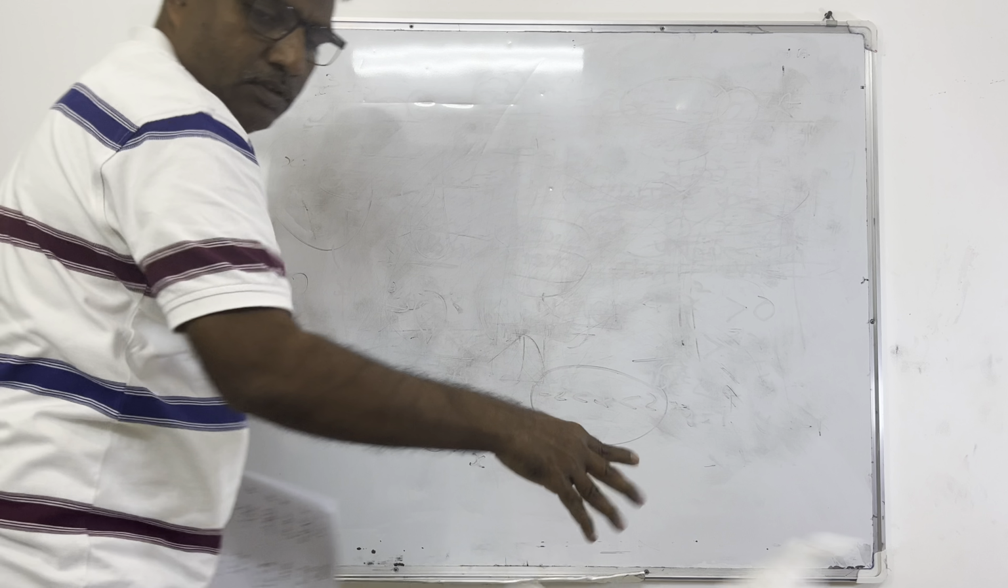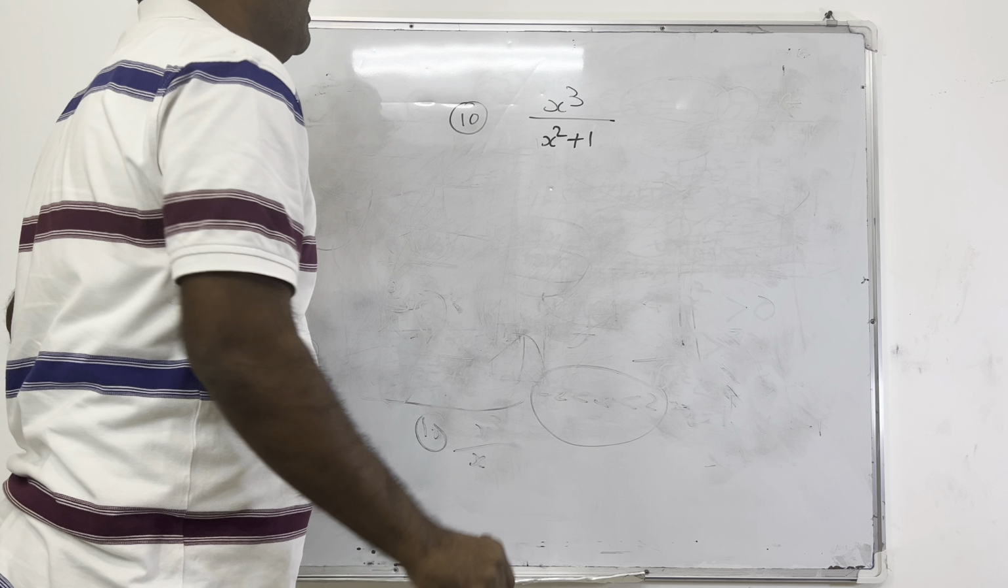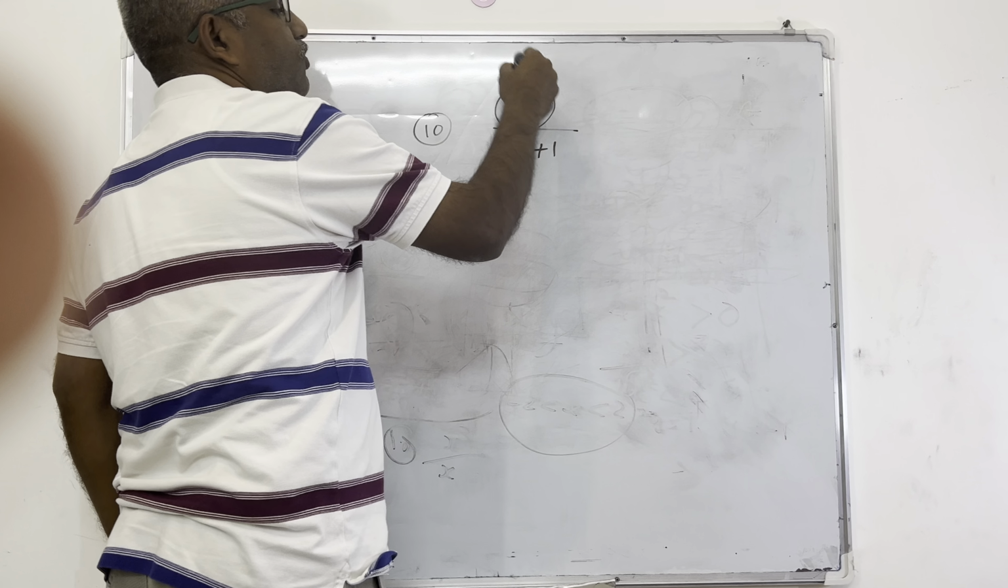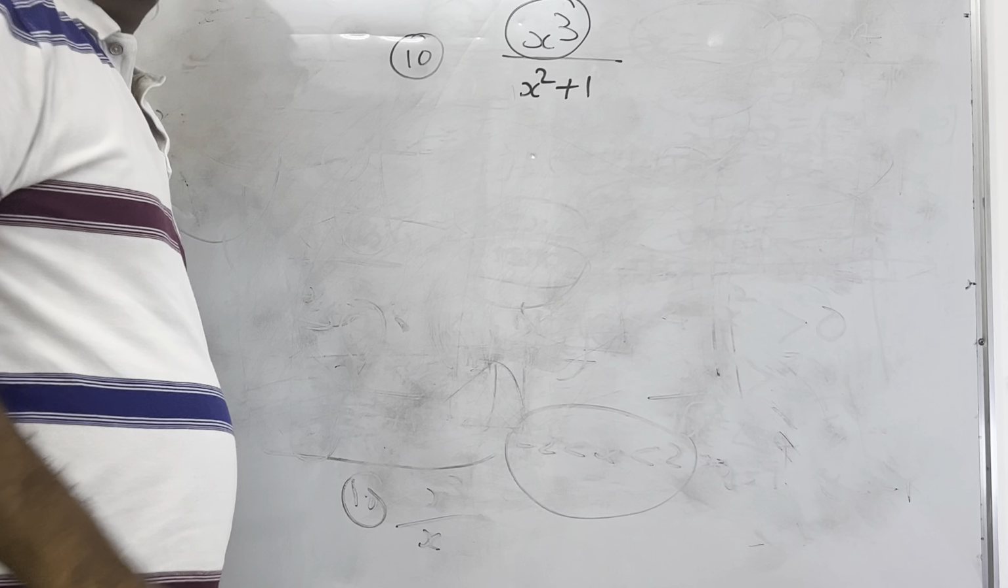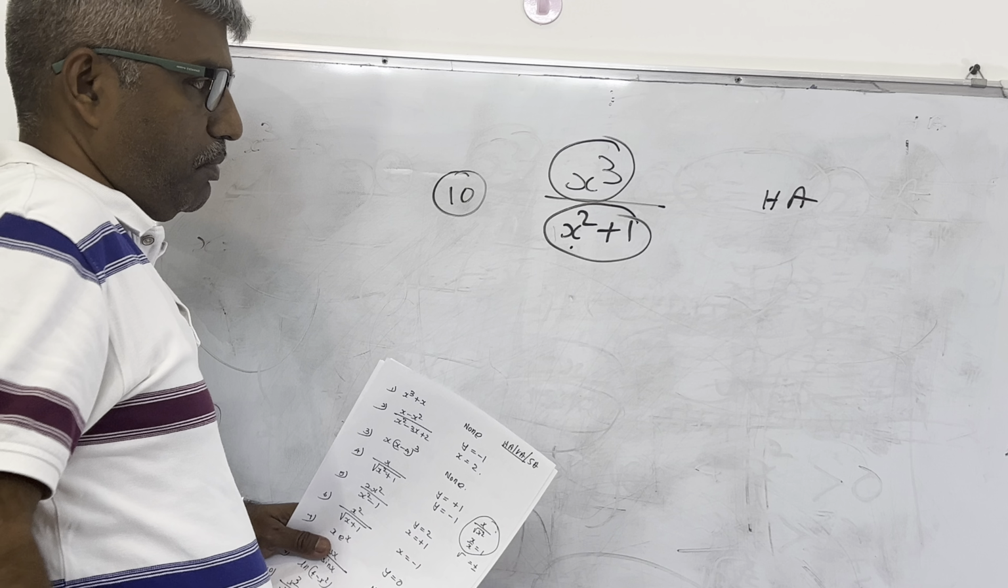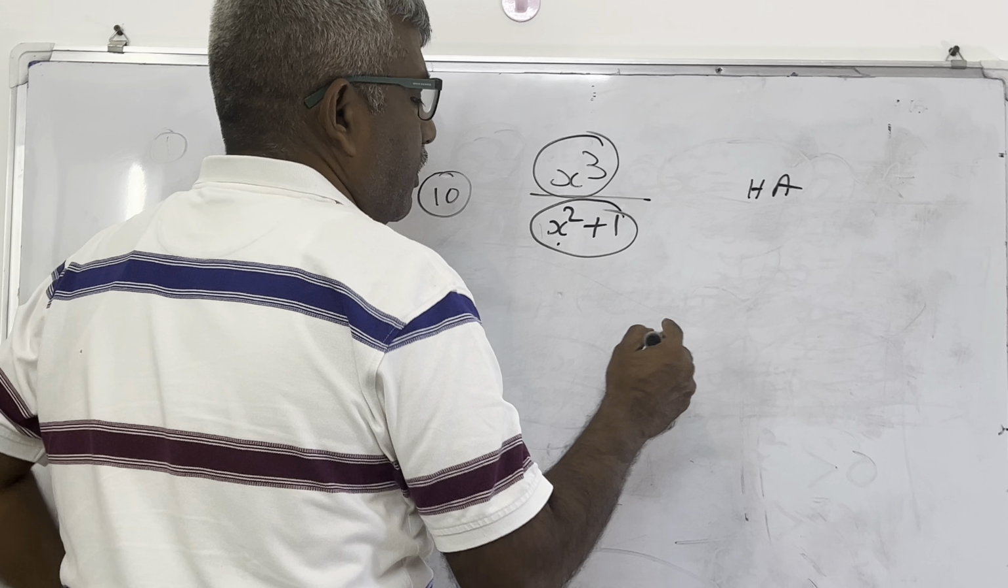Question number 10. x cube over x squared plus 1. Here, x cube is the higher power, so there will be no horizontal asymptote. A vertical asymptote is not possible because the denominator will always be positive, since x squared is positive and plus 1 is also positive. So it is not possible.